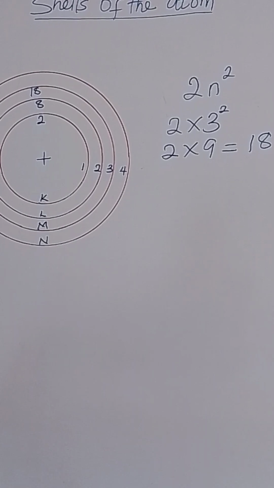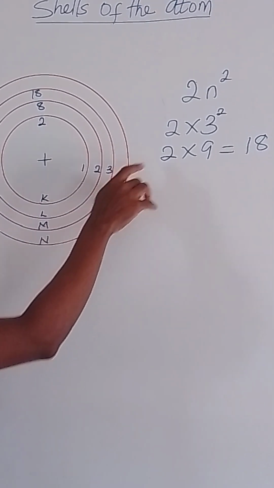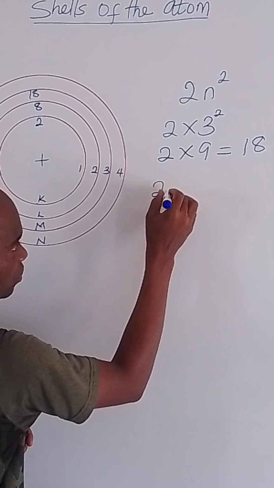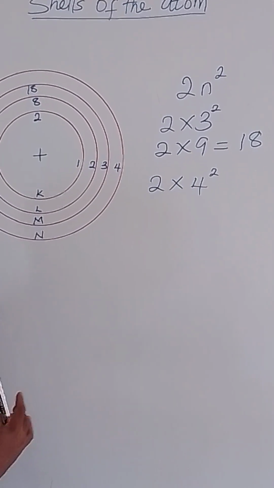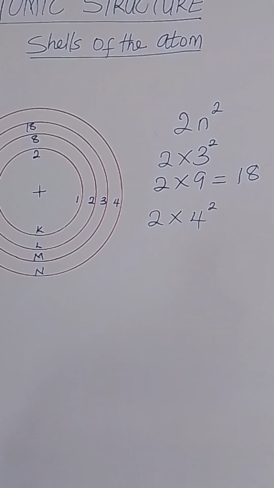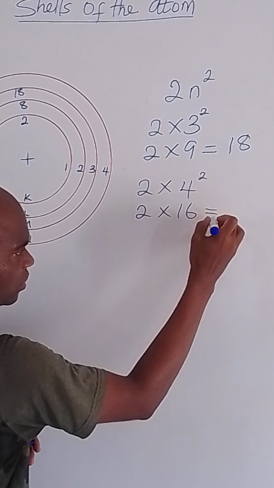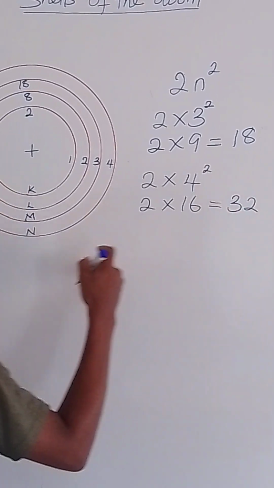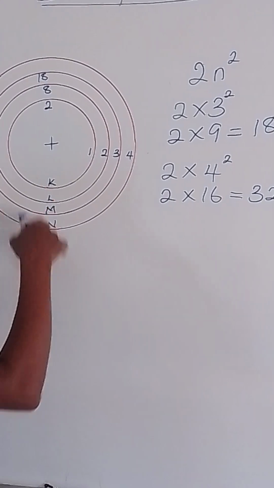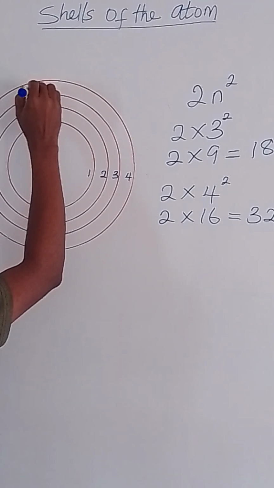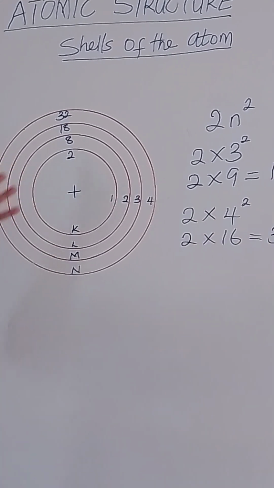And then the last shell under consideration, the N shell with energy level 4. So if we substitute, that will give us 2 times 4 squared. 4 squared is 4 times 4, which gives us 16. That will give us 2 times 16, and 2 times 16 gives us 32. So the maximum number of electrons that can enter into the N shell is 32.